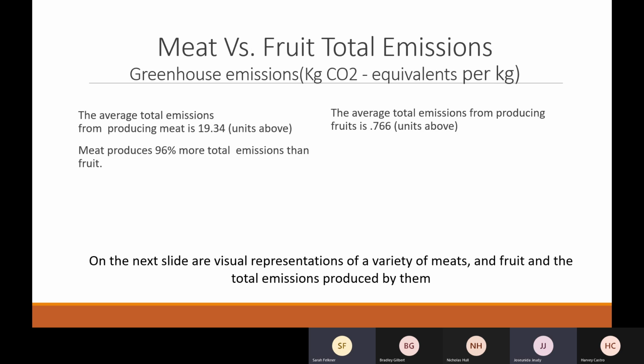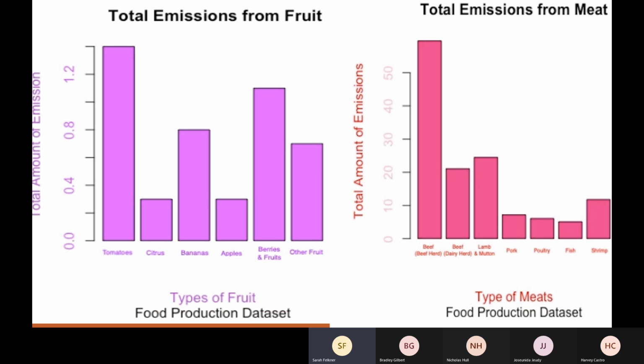Now, when comparing meat to fruit, we found that the total greenhouse emissions from producing meat averaged 19.34, while the average total emissions from producing fruit was about 0.766, concluding that meat produces 96% more total emissions than fruit. On this slide, there's a visual representation of the different types of fruit compared to the different types of meat. I would like to point out the scales on these graphs. As you can see, for the fruit, the scale doesn't even reach 1. And for the meat, the scale reaches all the way to 50.